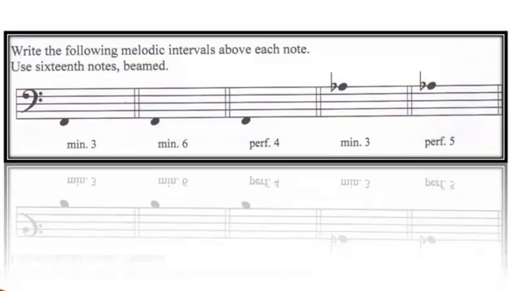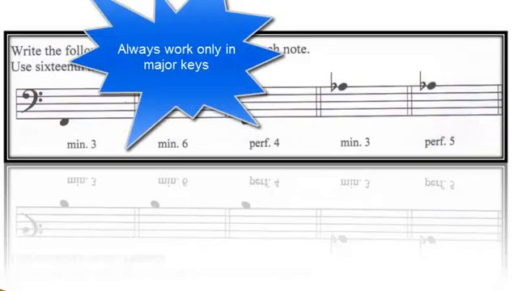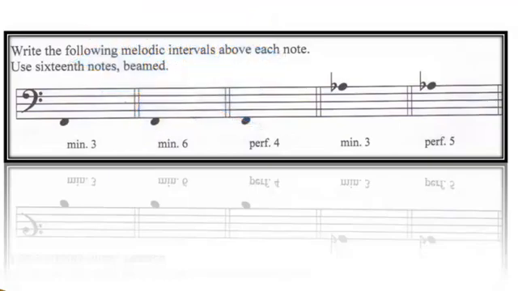F, G, A, B, C, D. F to D would be a major third, F to D flat would be a minor third. And again, these would be 16th notes that you would beam together. Perfect fourth above F, F, G, A, B flat. F to B flat would be a perfect fourth.